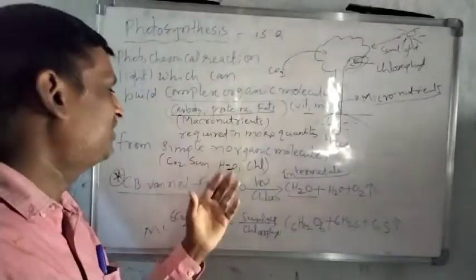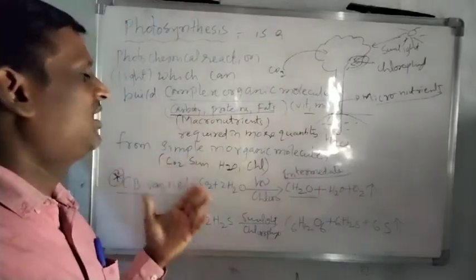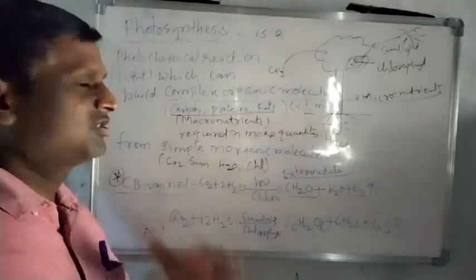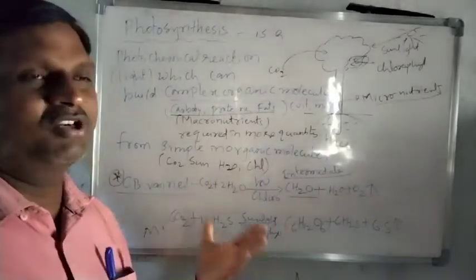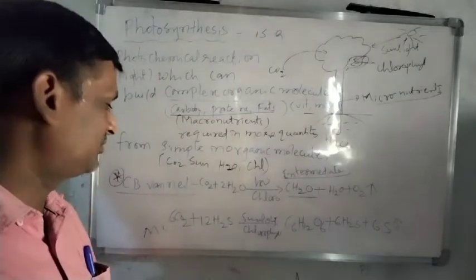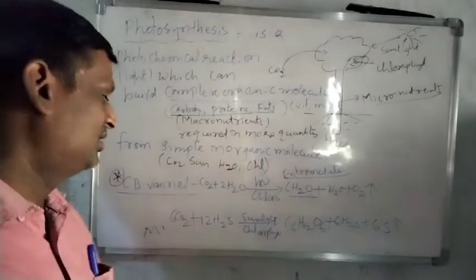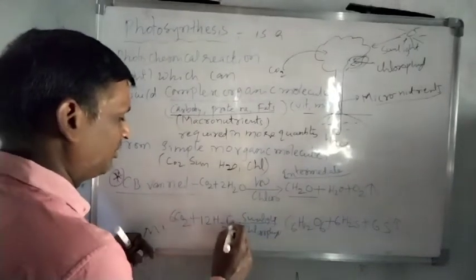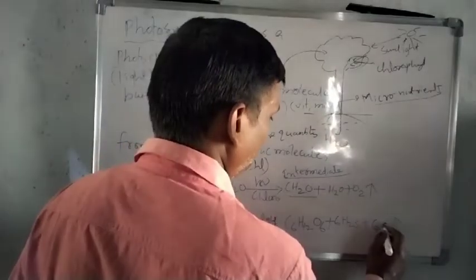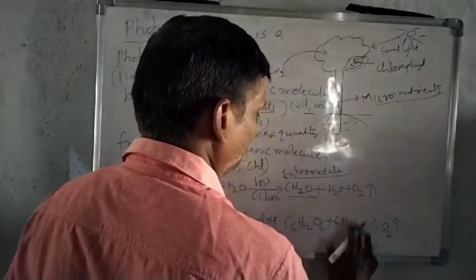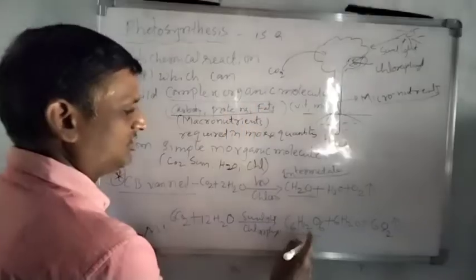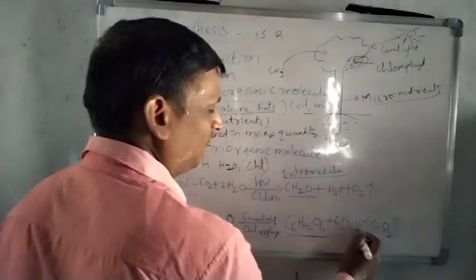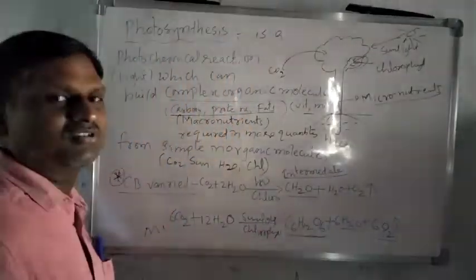The photosynthesis definition, its equation and balancing, and one more important thing, the end product. Suppose somebody asks you the question, what are the end products of photosynthesis? The end products of photosynthesis are starch or carbohydrates, water, and oxygen. These are the end products of photosynthesis.